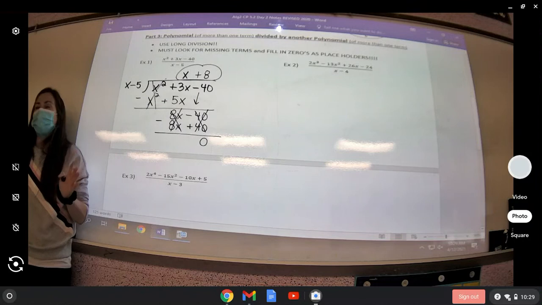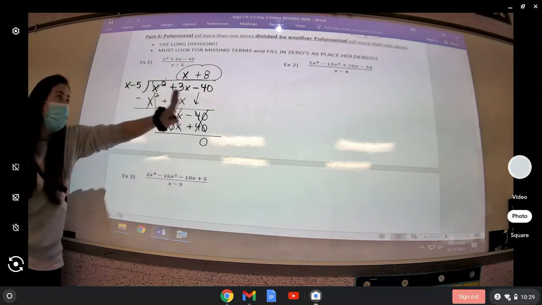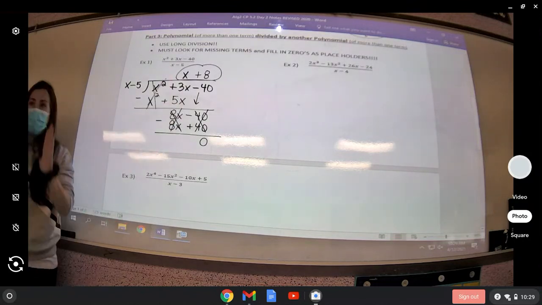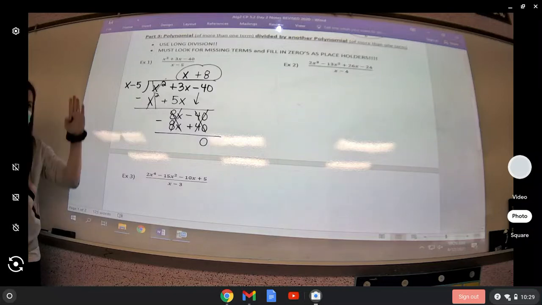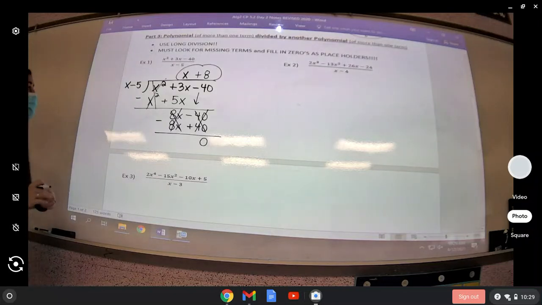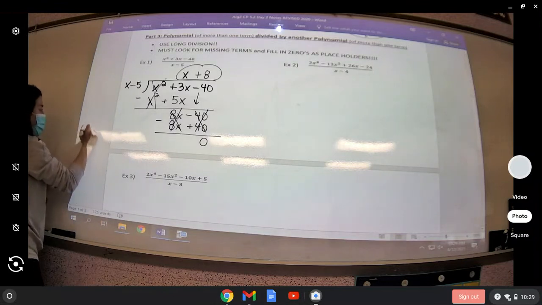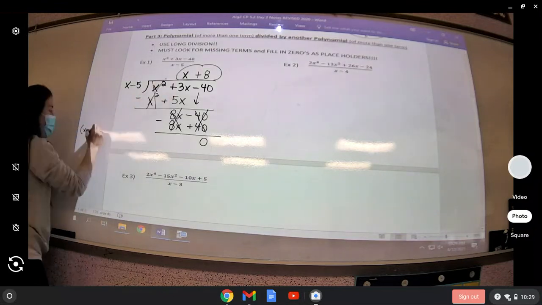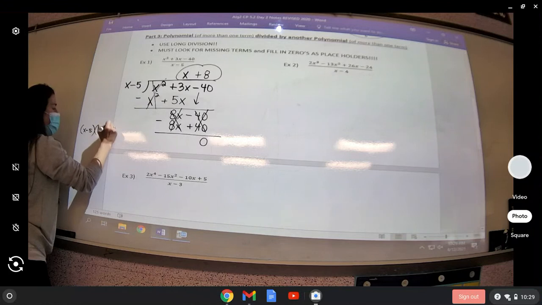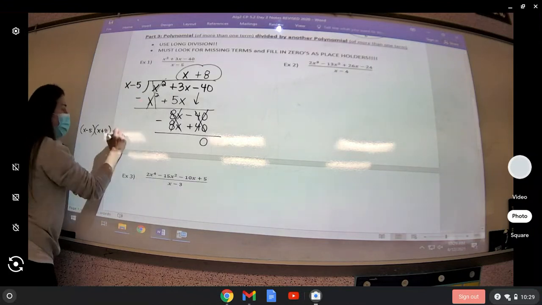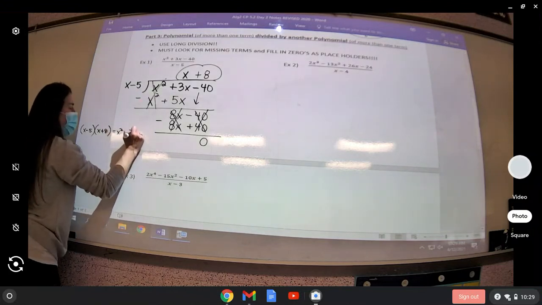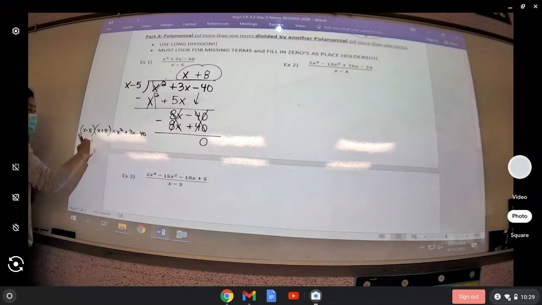Guys, I know that's like, whoa, it's a lot, and sometimes they get even bigger. You just got to take your time and really keep yourself organized. So guys, this should all go back together. I should be able to take who I divided by, x minus 5, times it with my answer, and it should equal who I divided into. So if you FOIL this out, it should equal that, and it does. And that's how you know you divided it correctly, all right?